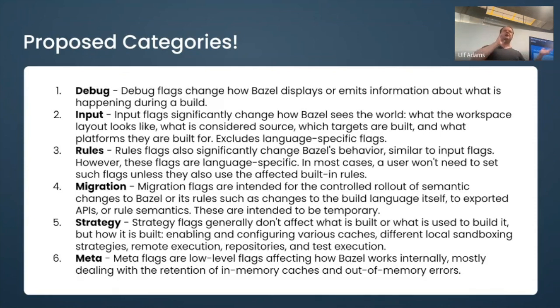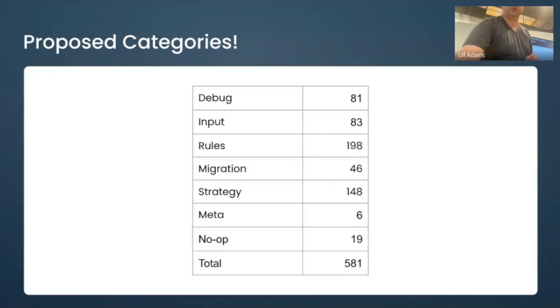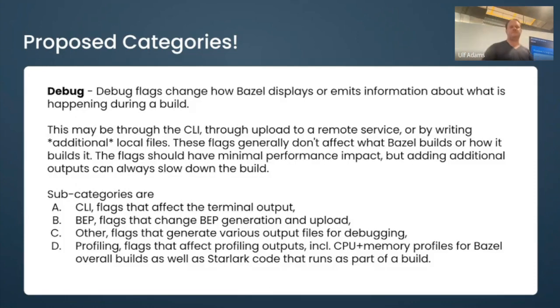All right, now that everyone had a look at the categories, I'm going to go into a little bit more detail. Let's first look at the numbers. Debug flags, 81, input flags, 83, rules flags, a lot. Actually, like a third of the flags are rules related in some way. Migration flags, there are quite a number of migration flags. Strategy flags, meta flags, and a bunch of no-op flags.